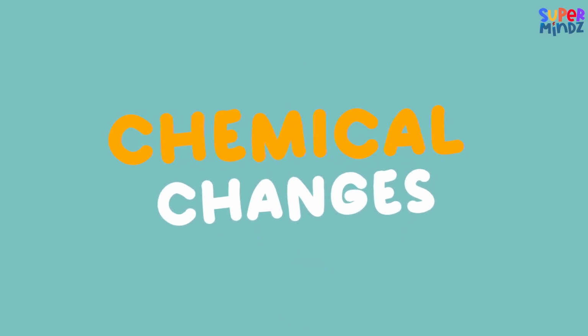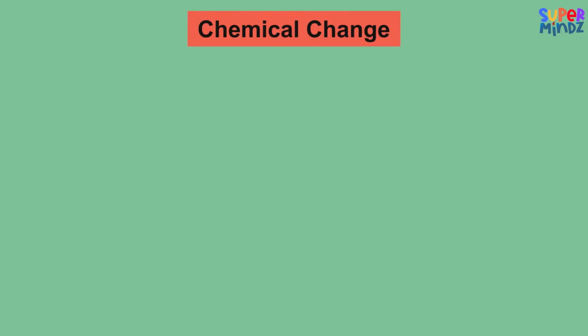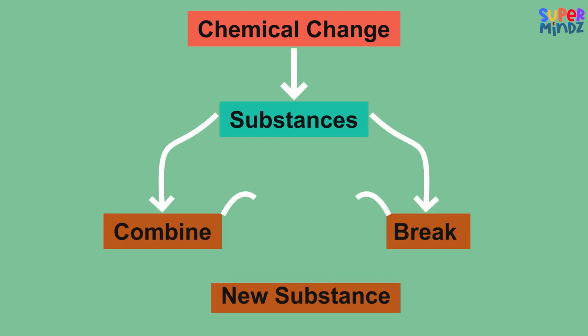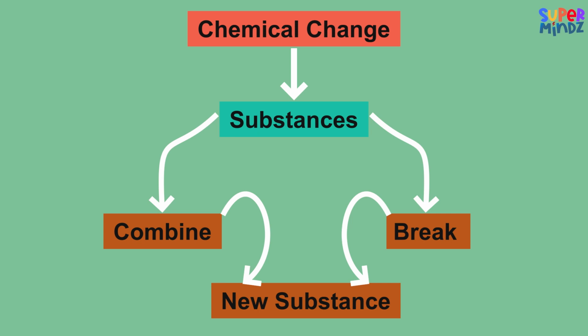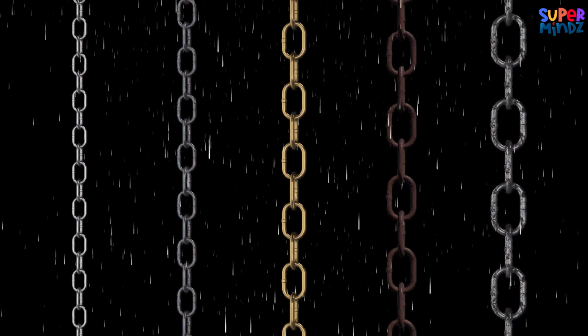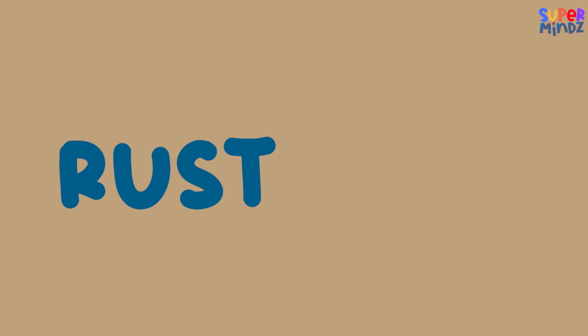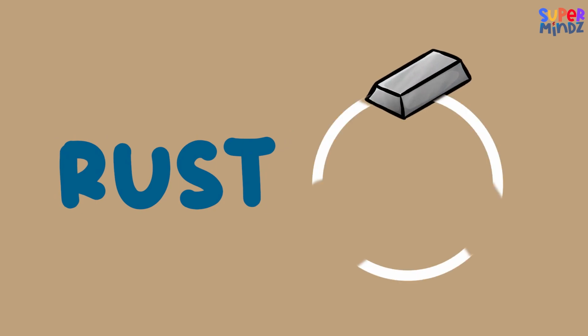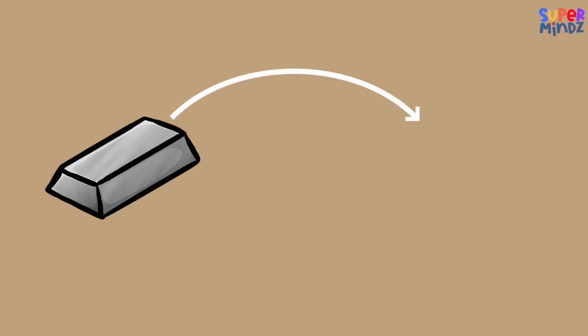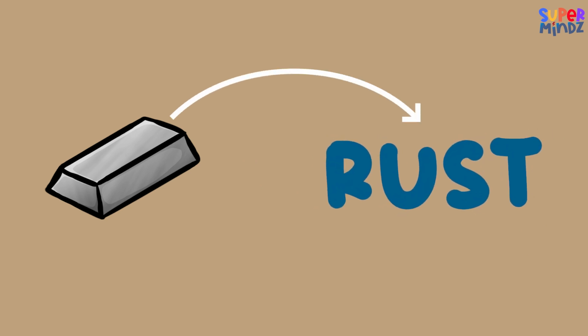Chemical changes. Chemical changes occur when substances combine or break apart to form entirely new substances with different properties. If you leave a piece of iron outside where it can get wet, you might notice it starts to rust. Rust is a new substance formed when iron reacts with oxygen and water. The iron changed into a completely different substance, rust, with different properties.